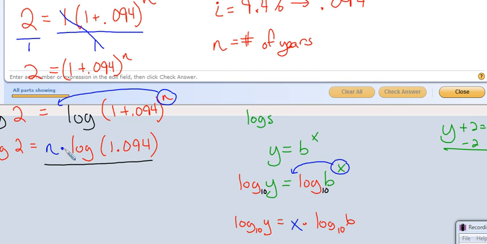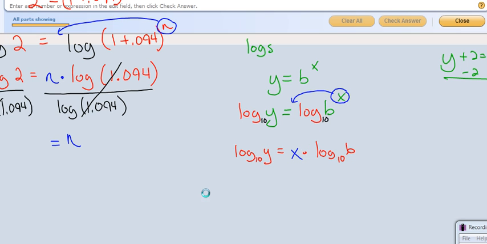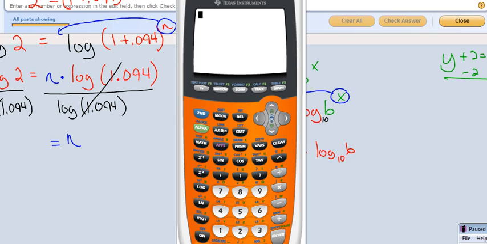So the inverse of multiplying by this log is to divide by this log, because this log is an actual number. If I do it to one side, I have to do it to the other side. Alright, let me pull up my calculator real quickly and show you what happens. On the right hand side here, those cancel, so I'm left with n equals, and just give me a minute to pull my calculator up.